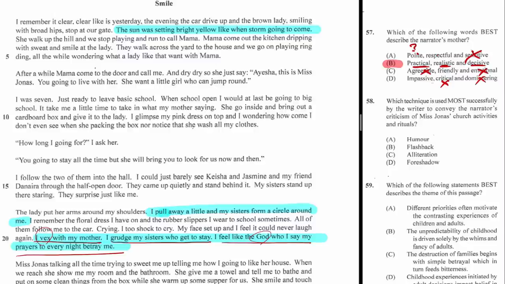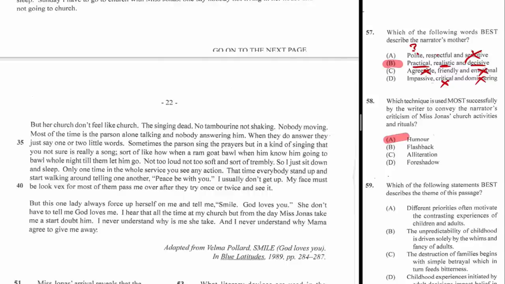Okay, 58. Which technique is used most successfully by the writer to convey the narrator's criticism of Miss Jonas's church activities and rituals? This one is A, humor. We see here a humorous description of what church is like. The singing dead, no tambourine, not shaking, nobody moving. And as we continue, we see a humorous description of how boring, how bland the church service is.